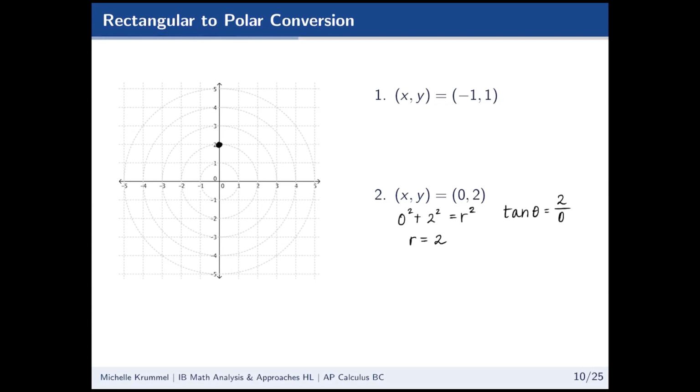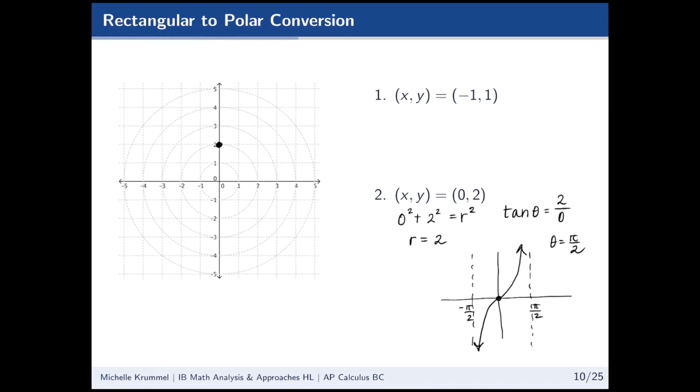Where is it that tangent is undefined? So you should know what your parent function y equals tan theta looks like when you graph it. We've got vertical asymptotes every pi units, and that one passes through the origin, and it looks like this. So this is pi over 2 here, this is negative pi over 2 here, and that is indicating to me that the theta value is pi over 2. And that does match what we're seeing on our graph.